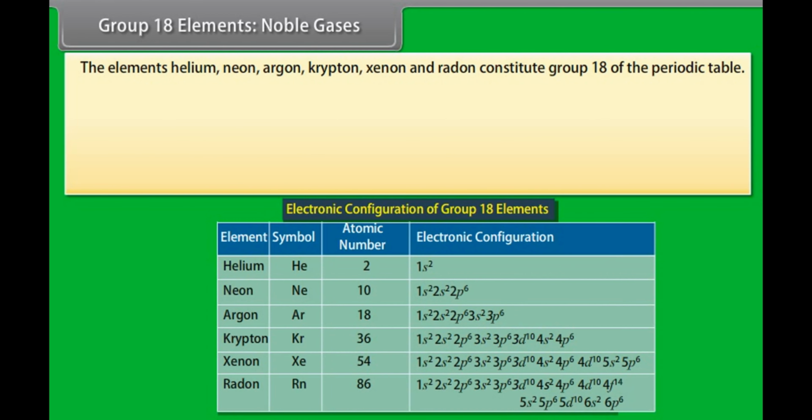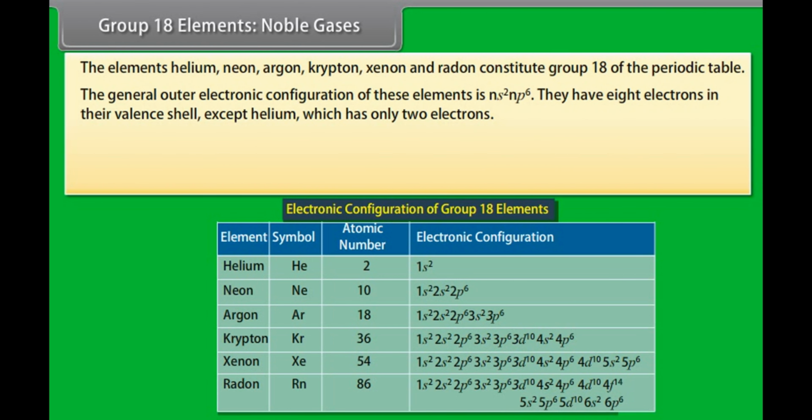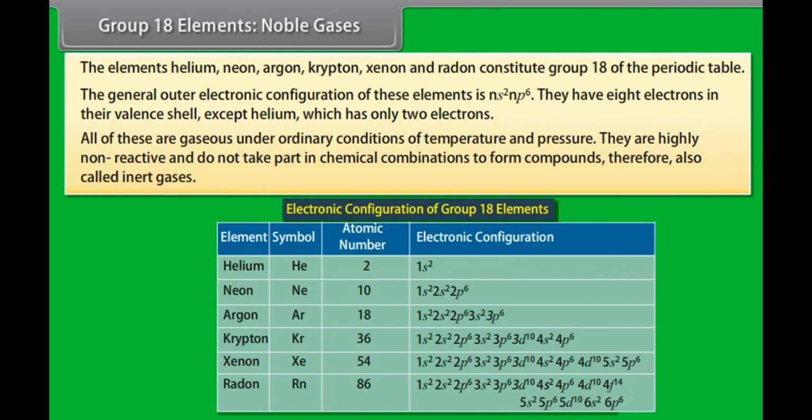Group 18 elements, noble gases. The elements helium, neon, argon, krypton, xenon, and radon constitute group 18 of the periodic table. The general outer electronic configuration of these elements is ns2np6. They have 8 electrons in their valence shell except helium, which has only 2 electrons. All of these are gaseous under ordinary conditions of temperature and pressure. They are highly non-reactive and do not take part in chemical combinations to form compounds, therefore also called inert gases.